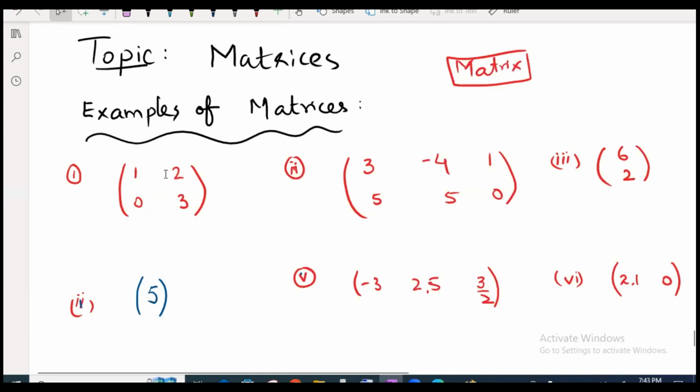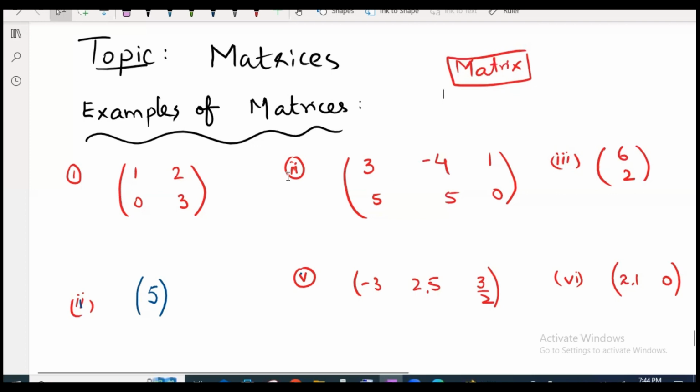How many elements are in this matrix? 4. Yes, the numbers in the matrix are elements. So there are 4 elements. How many elements are there in the second matrix? 1, 2, 3, 4, 5, 6 elements. So to write numbers in row or column form is called a matrix.